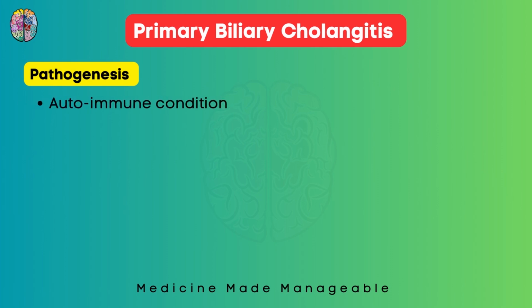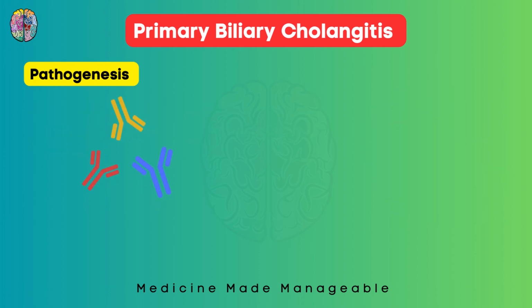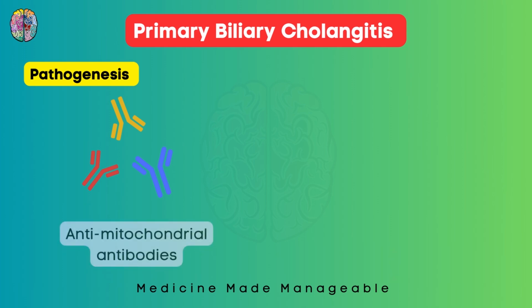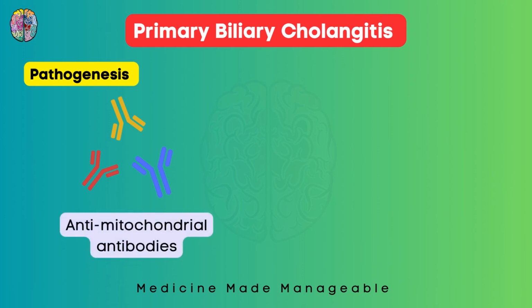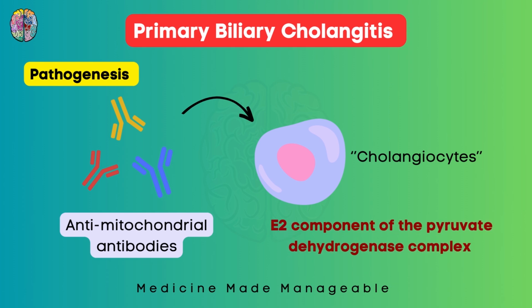As we just saw, it is an autoimmune condition. Here, the T lymphocytes attack the small interlobular bile ducts. Also, very important to remember, we have what are known as anti-mitochondrial antibodies. These antibodies attack cells known as cholangiocytes. Cholangiocytes are epithelial cells which line the bile ducts, and specifically they attack the E2 component of the pyruvate dehydrogenase complex. This can come as an MCQ, so it is very important to remember.